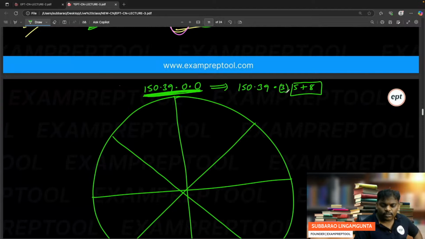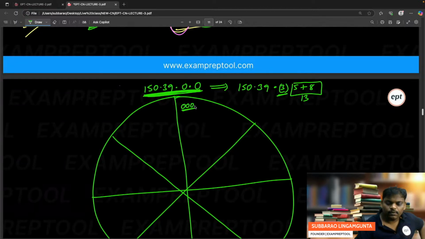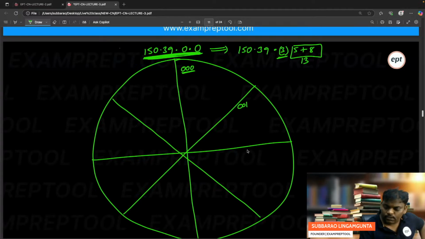150.39. So in the third octet, 3 bits for subnet, 5 bits for host. In the last octet, total 8 bits for host. Total 8 plus 5, 13 bits for host. Now observe here. These 3 bits are 000 here. This is 001 here.